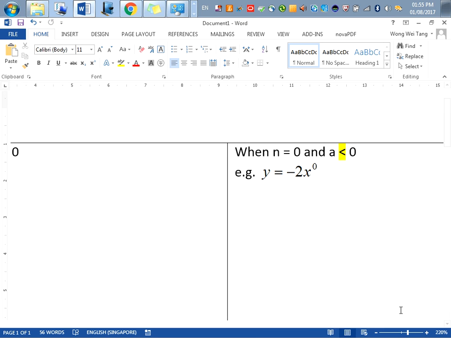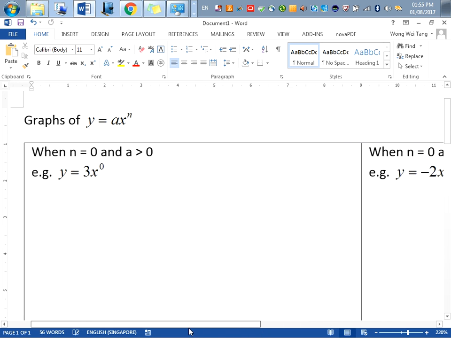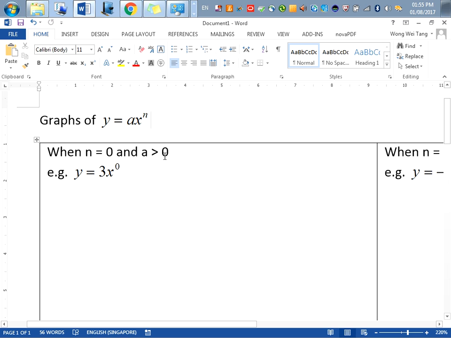Right, now let's start with the easiest one first. When n is equal to 0 and a is a positive number, greater than 0 just means it is a positive number. So for example, when a is a positive number, let's say it is equal to 3, and we have 3 times x to the power of 0. The power is 0. So what do we have as the graph?